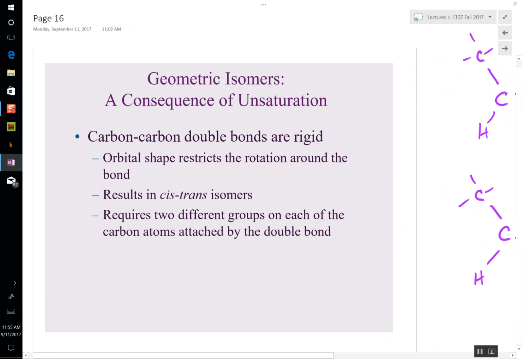And this is a consequence of the fact that the double bond restricts the rotation around that double bond. You would actually have to break that double bond, even temporarily, and then you could flip it around and reform it.